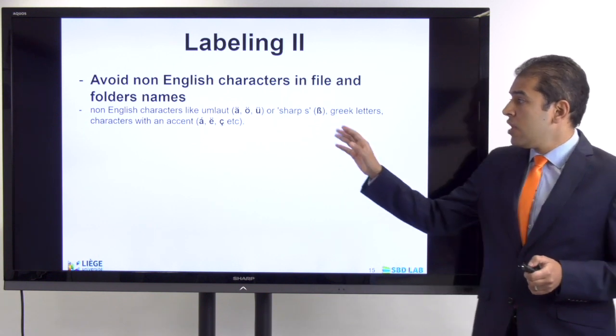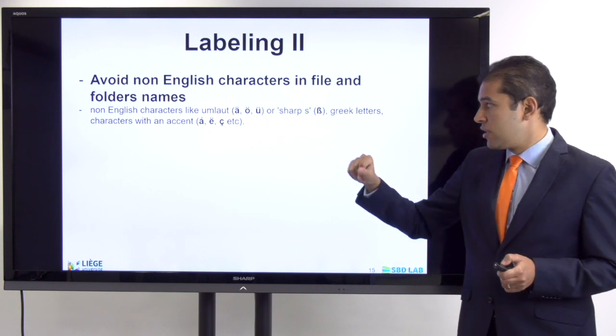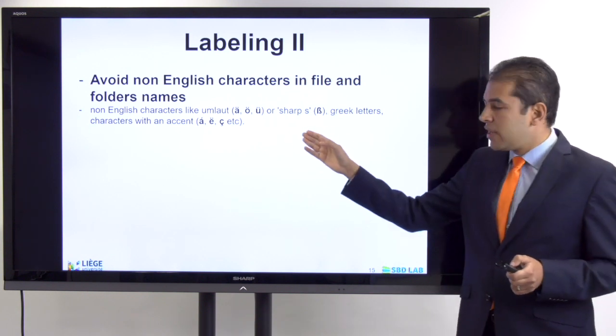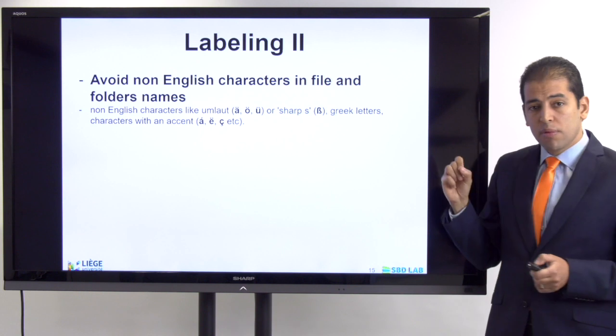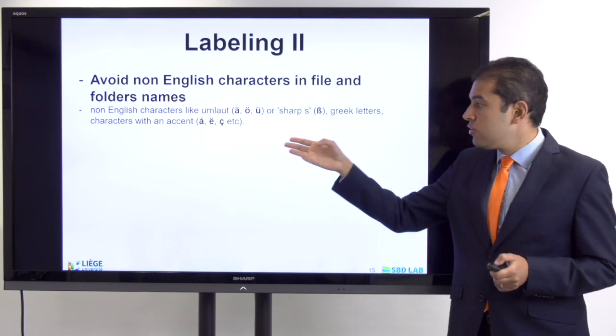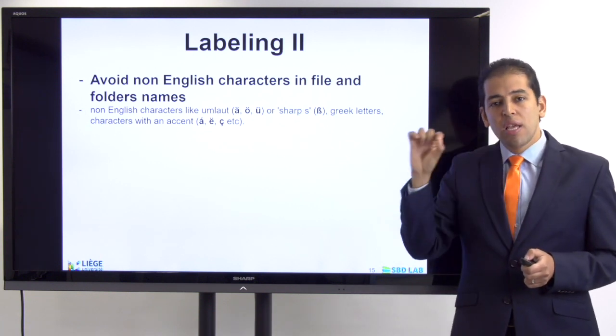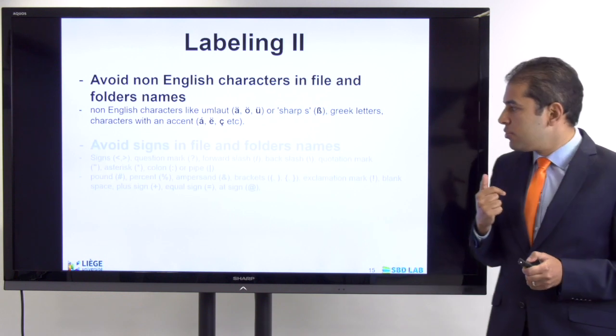So for example, in non-English characters, the German ones like the umlaut, the ä, ö, ü, for example, or scharfes s, these kind of letters you have to avoid them totally when you name a file. Or the Greek letters, or the French letters, the accent aigu, etc. All these kind of letters should be avoided in any naming for files or folders on your computer.